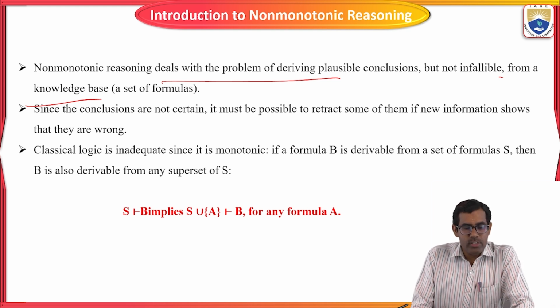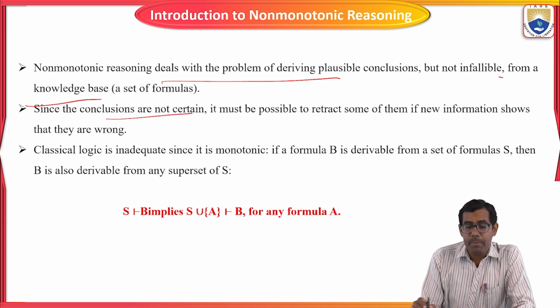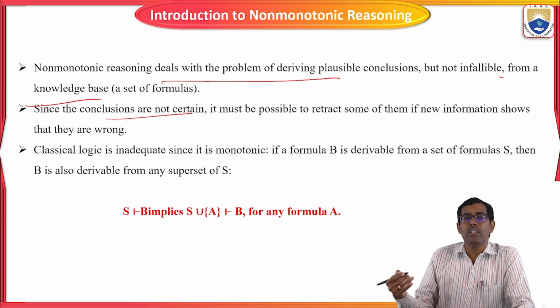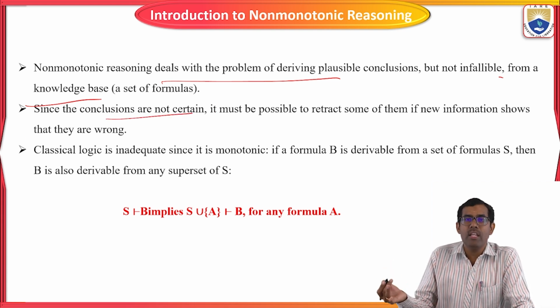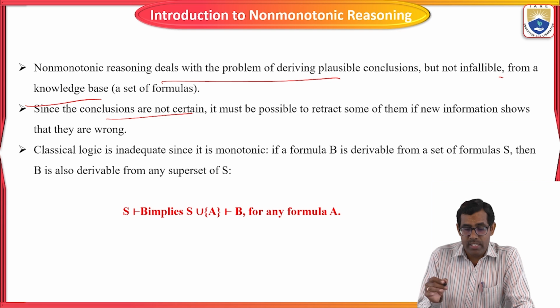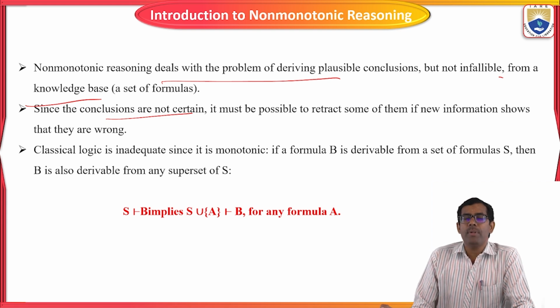Okay, so the next one is, since the conclusions are not certain, they will not be constant. They will continuously change. Sometimes, based on the problem size or problem statement, the conclusion, the predicted output, will change. So some optimal output or some feasible output will come under this non-monotonic reasoning.